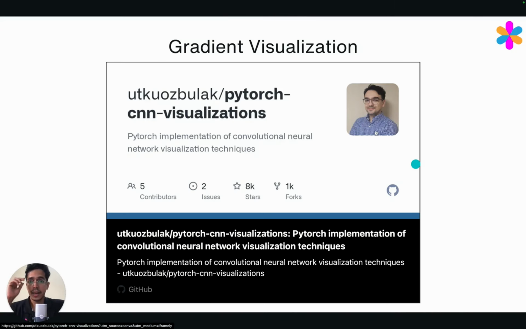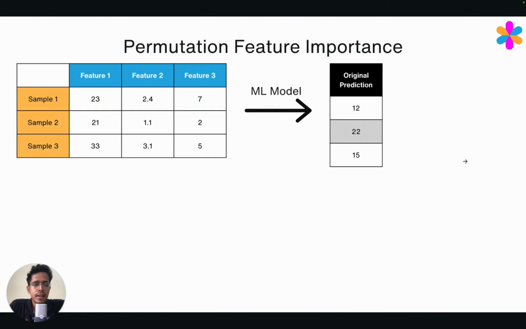So I highly encourage you to go through this GitHub repository once. It's a beautiful repo. You can even try to fork it and try to run it yourself on some data samples. The other simple yet very effective method is called permutation feature importance.